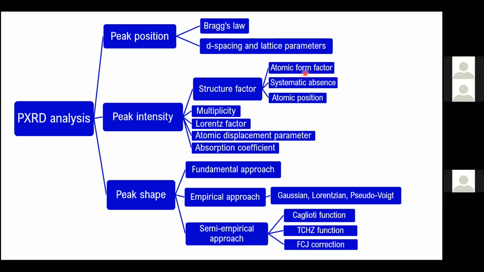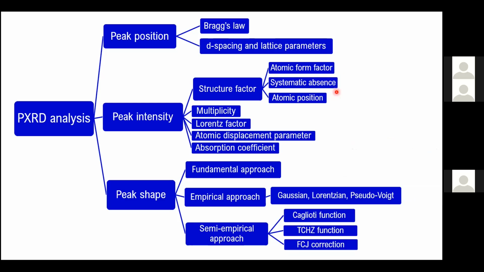We talk about atomic form factor, and we talk about their systematic absences. Sometimes for some systems we see only a very small set of peaks, particularly for high symmetry systems. For example, Fm3m, right? That's a very high symmetry cubic system. We probably only see 4 or 5 peaks in the range of 180 degrees for copper K alpha radiation. Very few peaks, right?